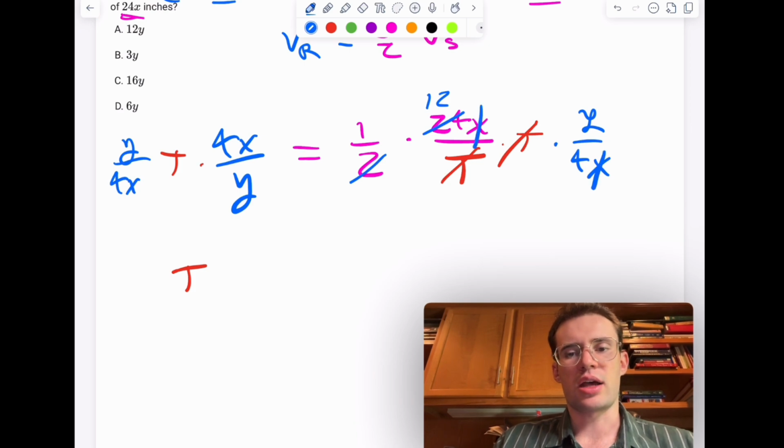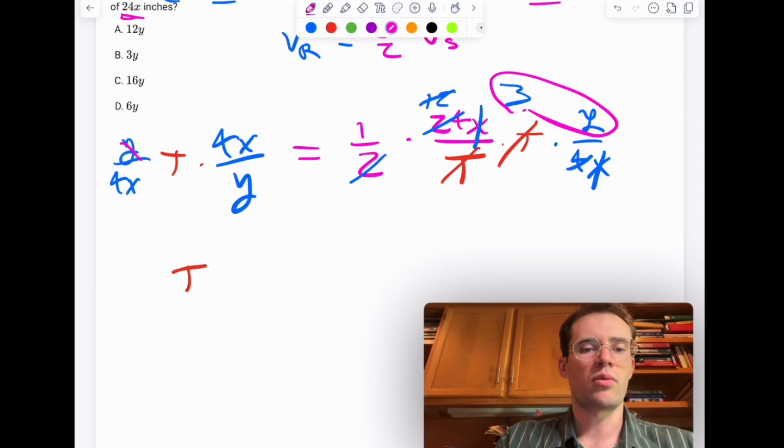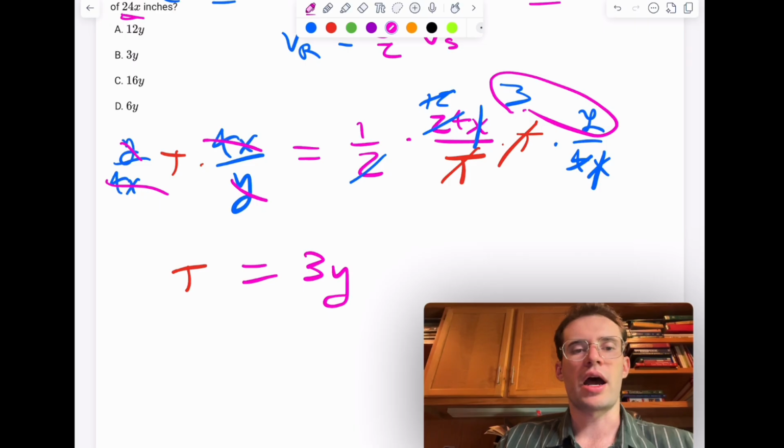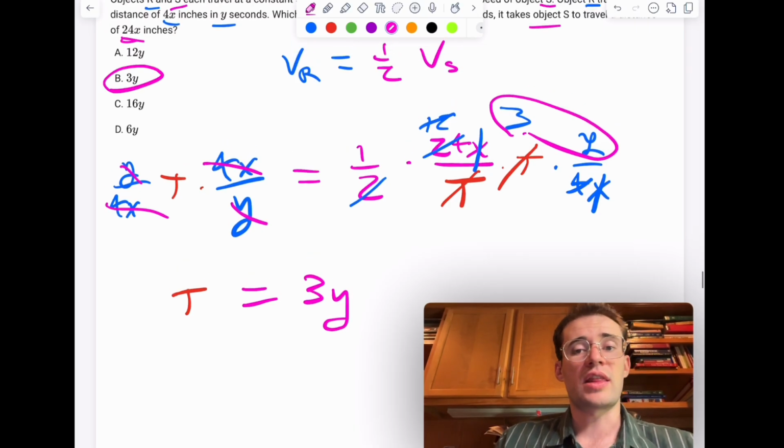The x's will cancel out. 12 divided by 4 is 3. So you're left, I know this is kind of messy, but the only things that are not crossed out are 1 times 3 times y. 1 times something doesn't change the value. So you just have 3y over here, y divided by y cancels, 4x divided by 4x cancels. So t equals 3y. Right, so you could do it like that.